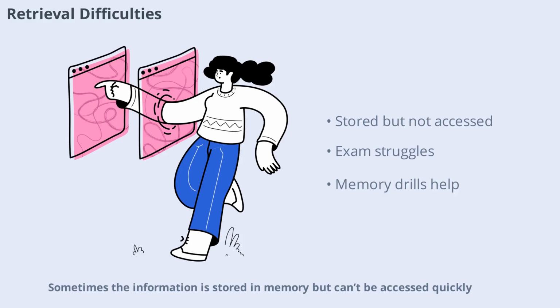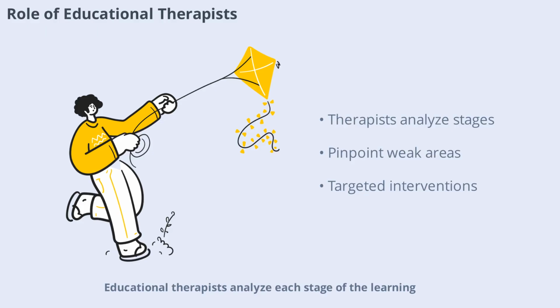Sometimes the information is stored in memory but can't be accessed quickly. For example, a student knows multiplication tables at home but can't recall the answers during an exam. This is a retrieval problem. Educational therapists can help by practicing retrieval skills and using memory drills to make access to information faster and more reliable.